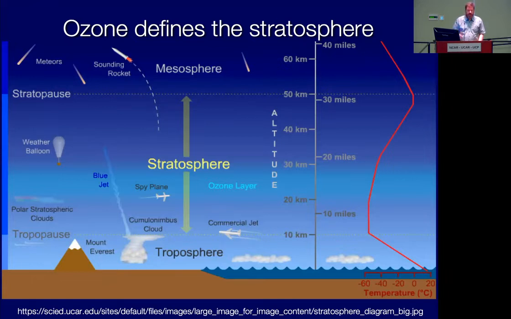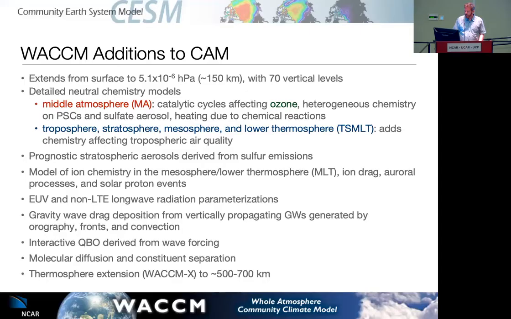And then once you get above the ozone layer, the temperature starts decreasing again in the mesosphere. So in comparison to CAM, we have, as I mentioned, a higher top near 145, 150 kilometers. It's actually 5 times 10 to the -6 hectopascals. The standard version of WACCM, WACCM 6, has 70 vertical layers, compared to 32 in CAM 6.